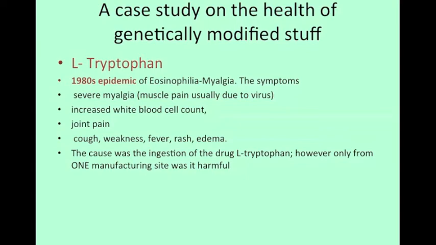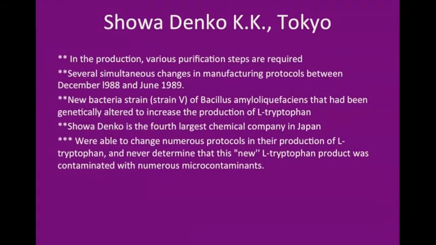In the 1980s, there was an epidemic of eosinophilia myalgia. The symptoms of this disease are severe myalgia, which is muscle pain, increased white blood cell count, joint pain, cough, and fever, and this was caused by the ingestion of tryptophan, but only from one manufacturing site, which was Showa Denko in Tokyo. The production of tryptophan involves a bacterial fermentation process in which multiple secondary metabolites are involved, and there's a long purification process.